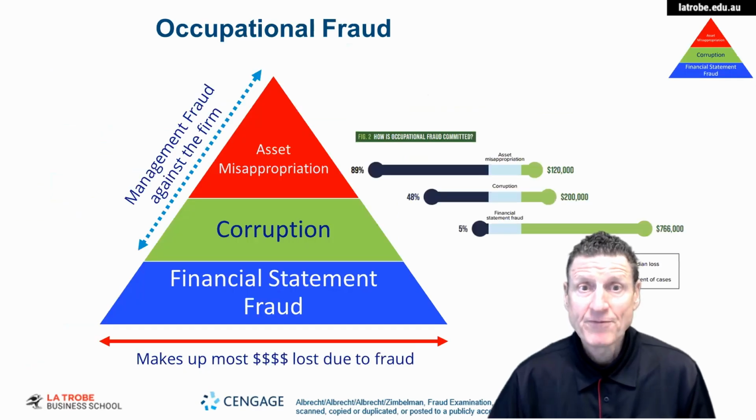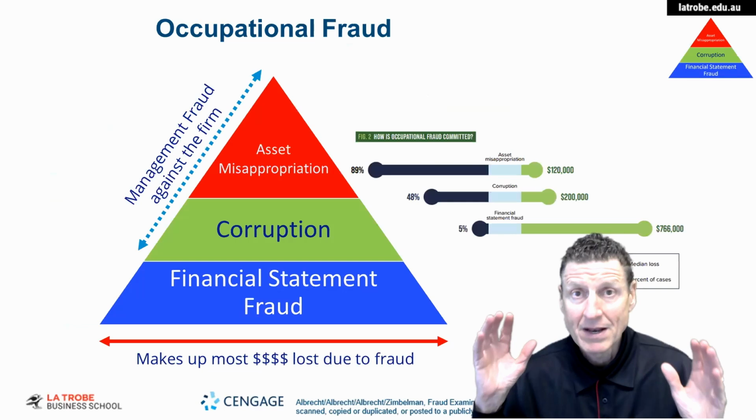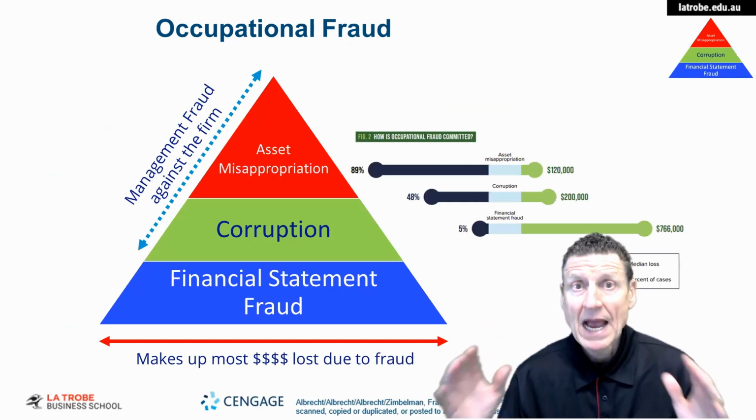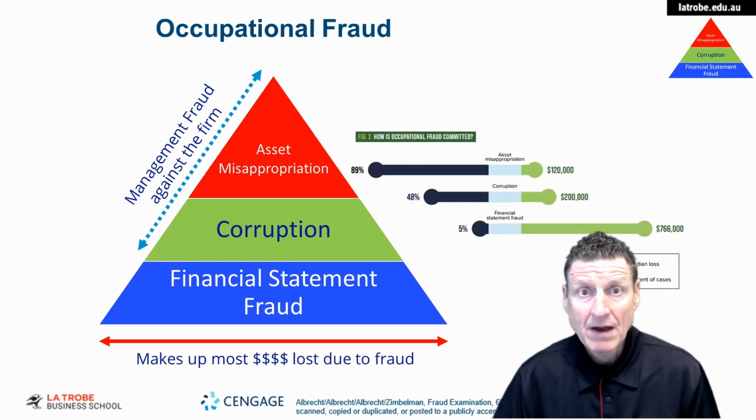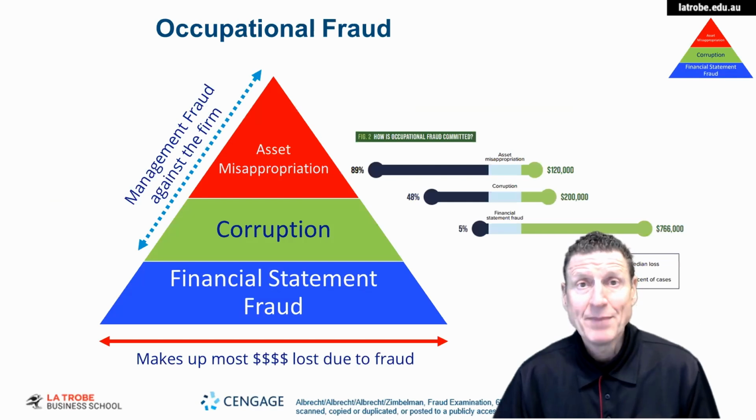As I said, occupational fraud is really management fraud against the firm or employee fraud against the firm. Financial statement fraud is management fraud on behalf of the firm. Why does this matter? We know that financial statement fraud makes up the bulk of fraud losses across all companies around the world. Of these three types of fraud, financial statement fraud is the largest, with a median loss of 766,000. Next, corruption has a median loss of 200,000. Finally, asset misappropriation has a median loss of 120,000.